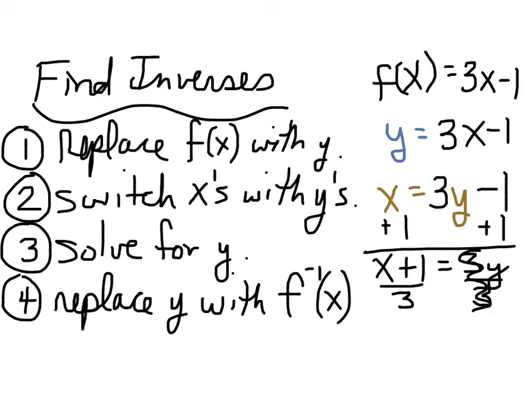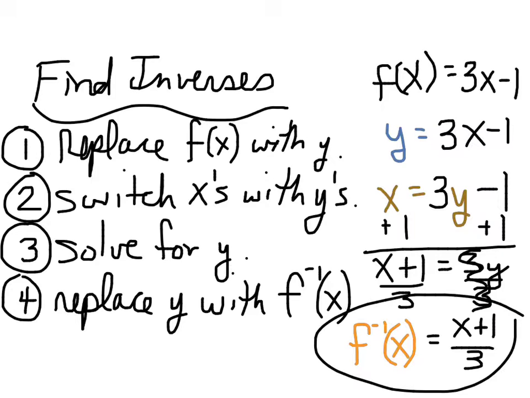Well, what do I do to finish it? It's not y equals, what should it be? F to the negative 1 x equals, and what did we get it to equal? X plus 1 over 3. And that's it. That's how you find inverses.